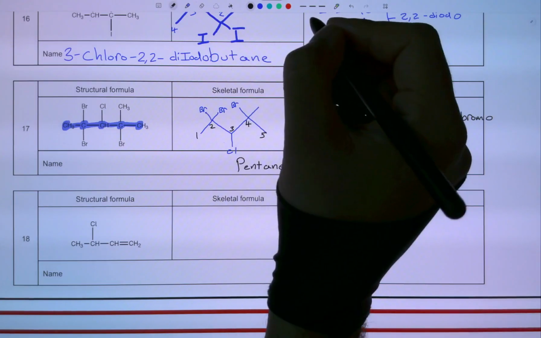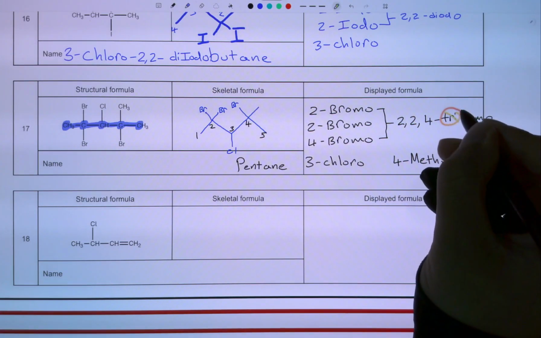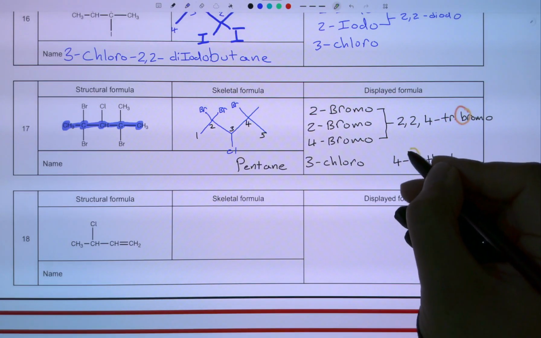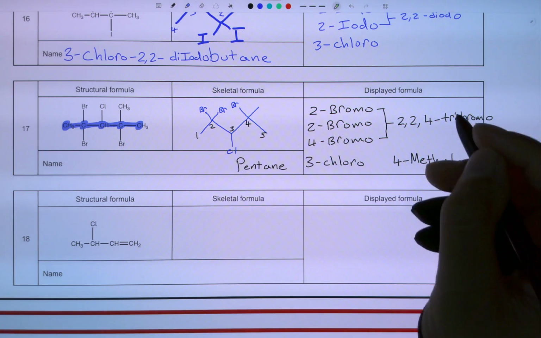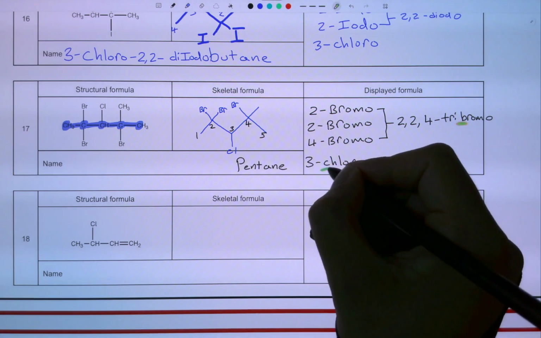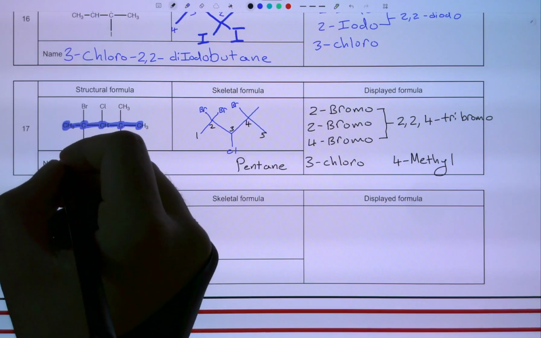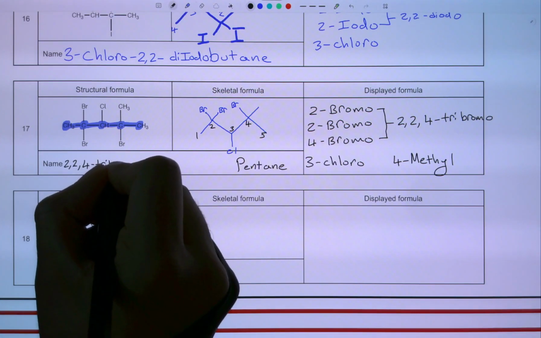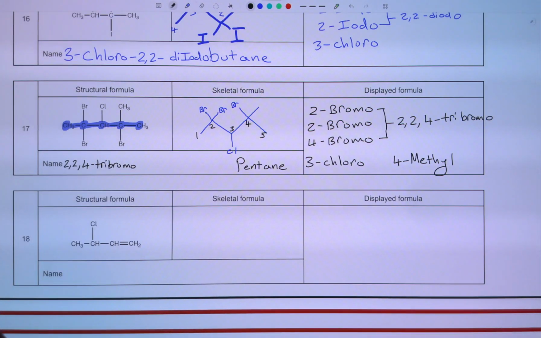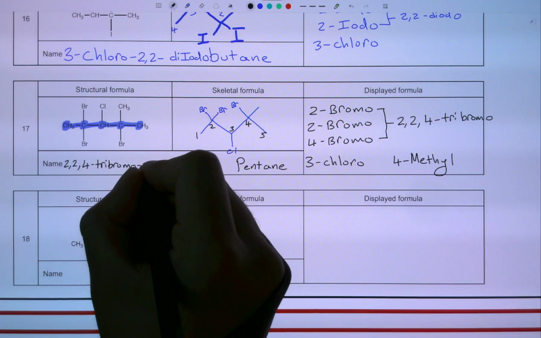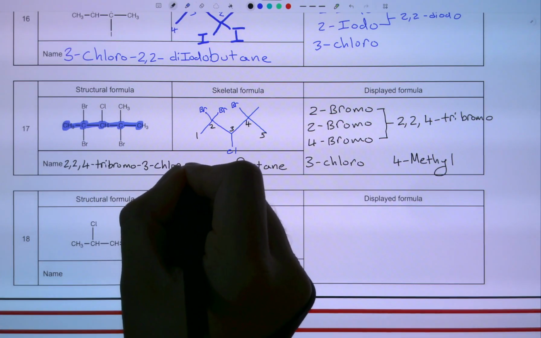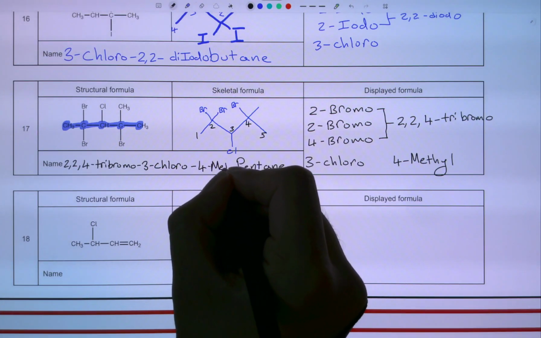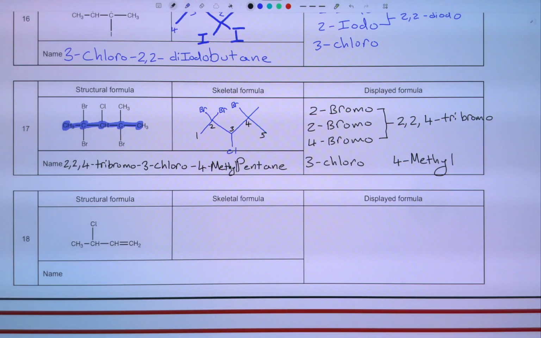And in terms of alphabetical order, we ignore the tri. We only look at the functional group name. So we've got B, M, and C. B is first in the alphabet, then C, then M. So the name becomes 2,2,4-tribromo, C is before M, 3-chloro, 4-methylpentane.